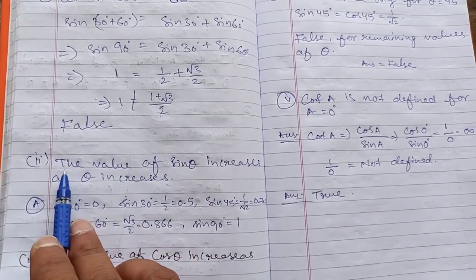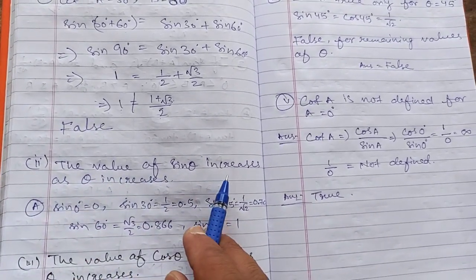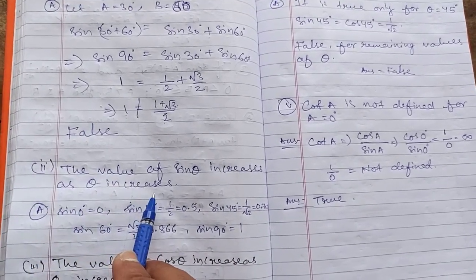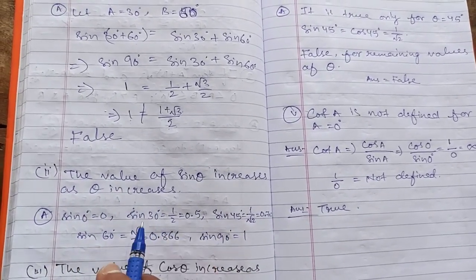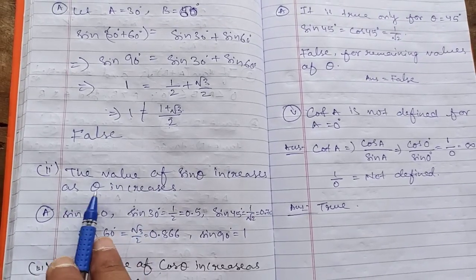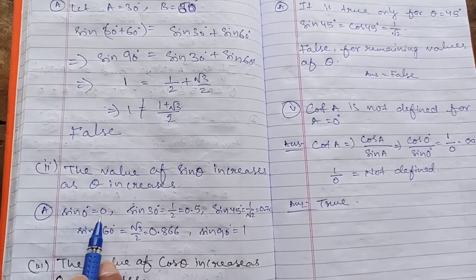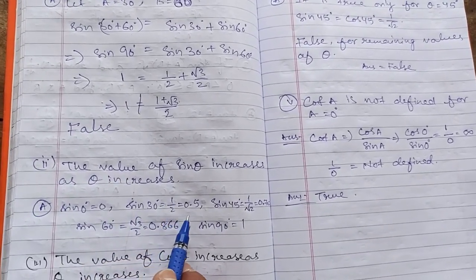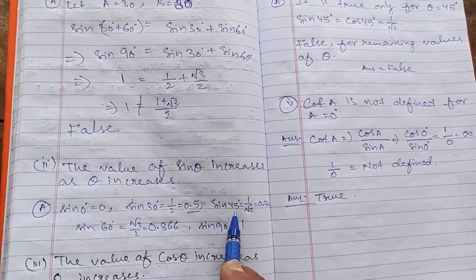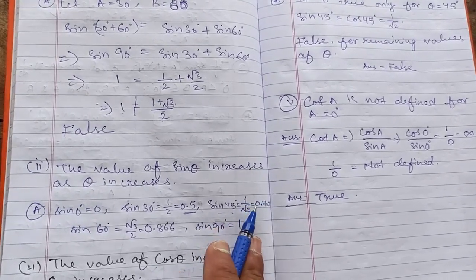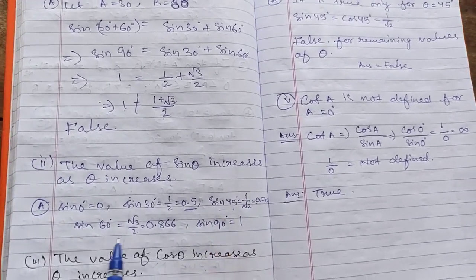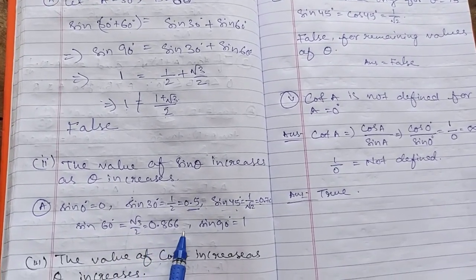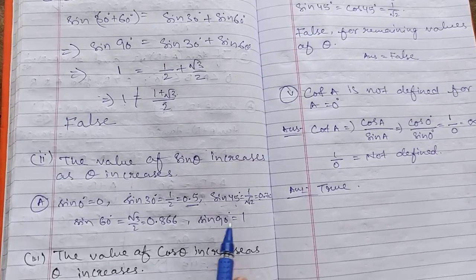Question number 2, it is asked whether the value of sin theta increases as theta increases. Where will it increase? We have just studied the trigonometric table. In the trigonometric table we have studied sin 0 degrees equals 0, sin 30 equals 1 by 2, which is 0.5, sin 45 is 1 by root 2, which is 0.707. Sin 60 is root 3 by 2, which is 0.866, and sin 90 is 1.